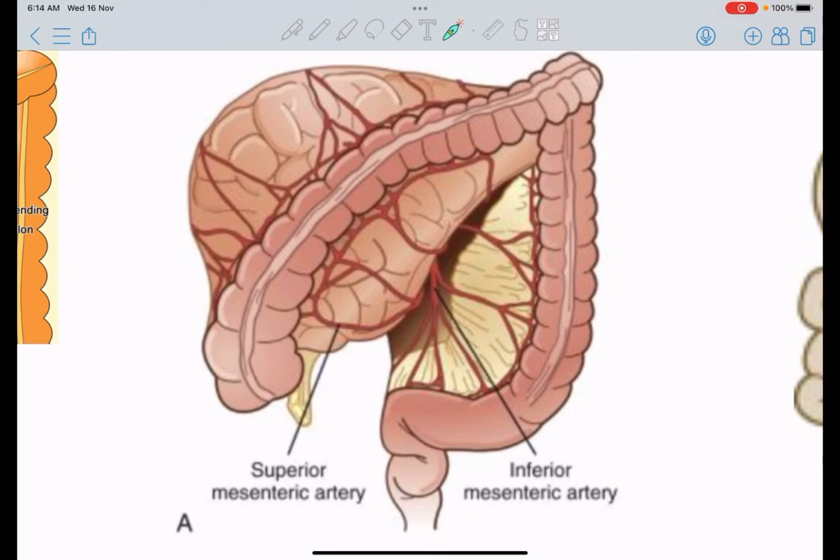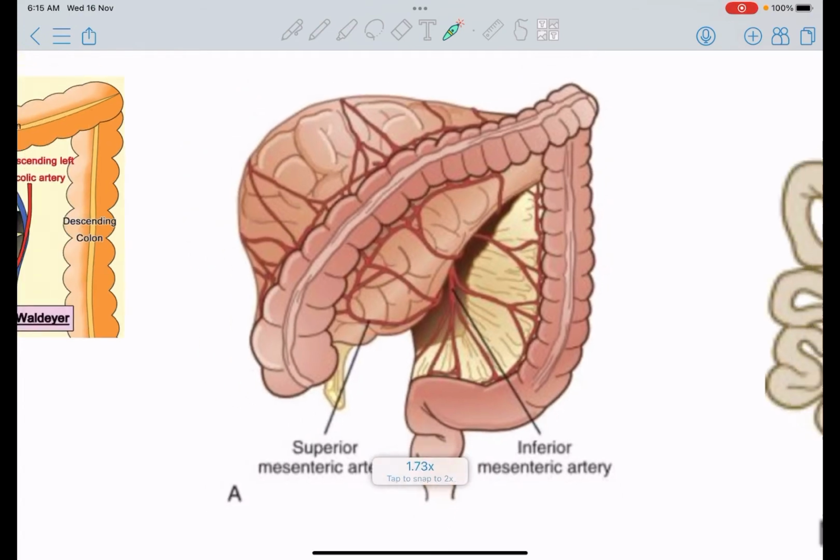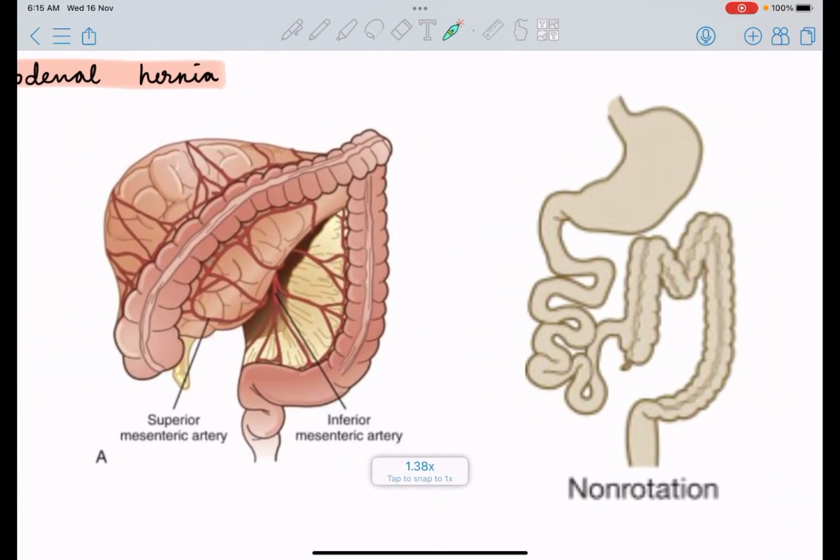Now, what do we mean by placing the bowel in the position of non-rotation? That is, the small bowel goes to the right and the large bowel goes to the left, as we can see in this diagram over here. After opening up, the small bowel is kept to the right and the large bowel is kept to the left.